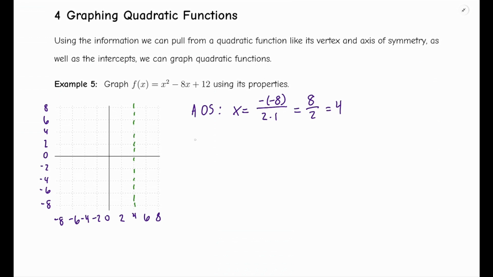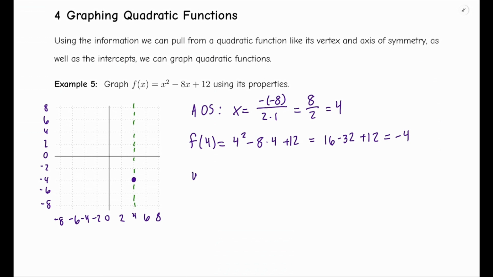Okay, now our vertex, we have to plug that 4 in. So f of 4 is equal to 4 squared minus 8 times 4 plus 12, which is 16 minus 32 plus 12, which ends up being negative 4. So (4, -4). So there's my vertex.